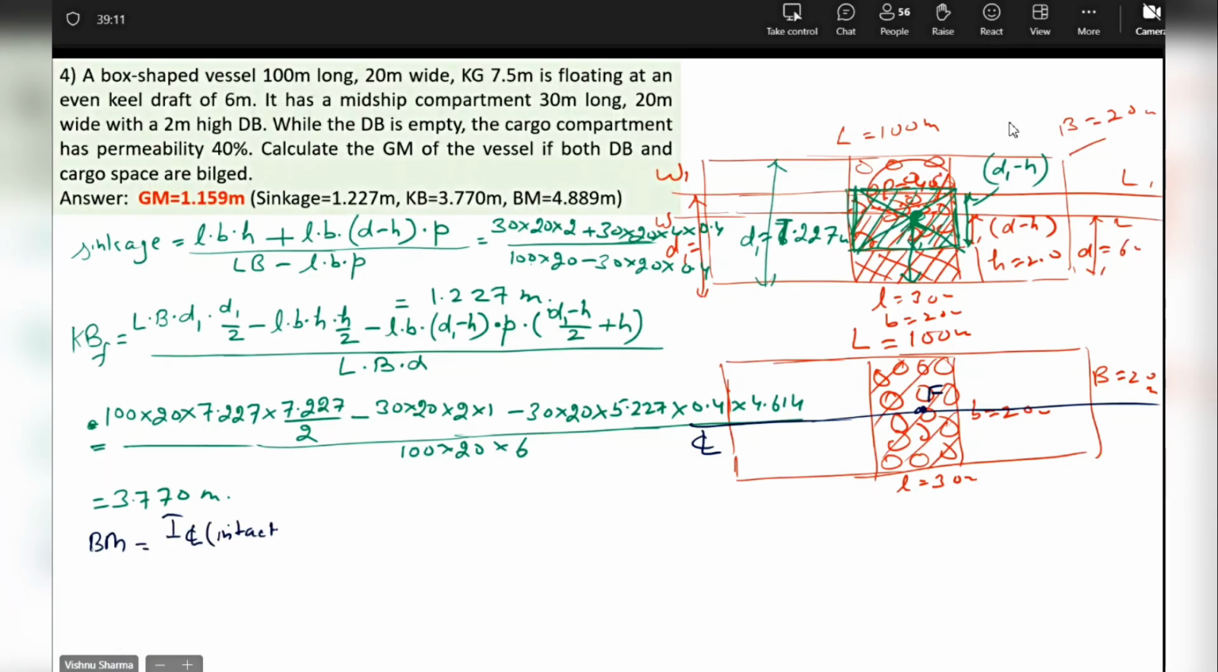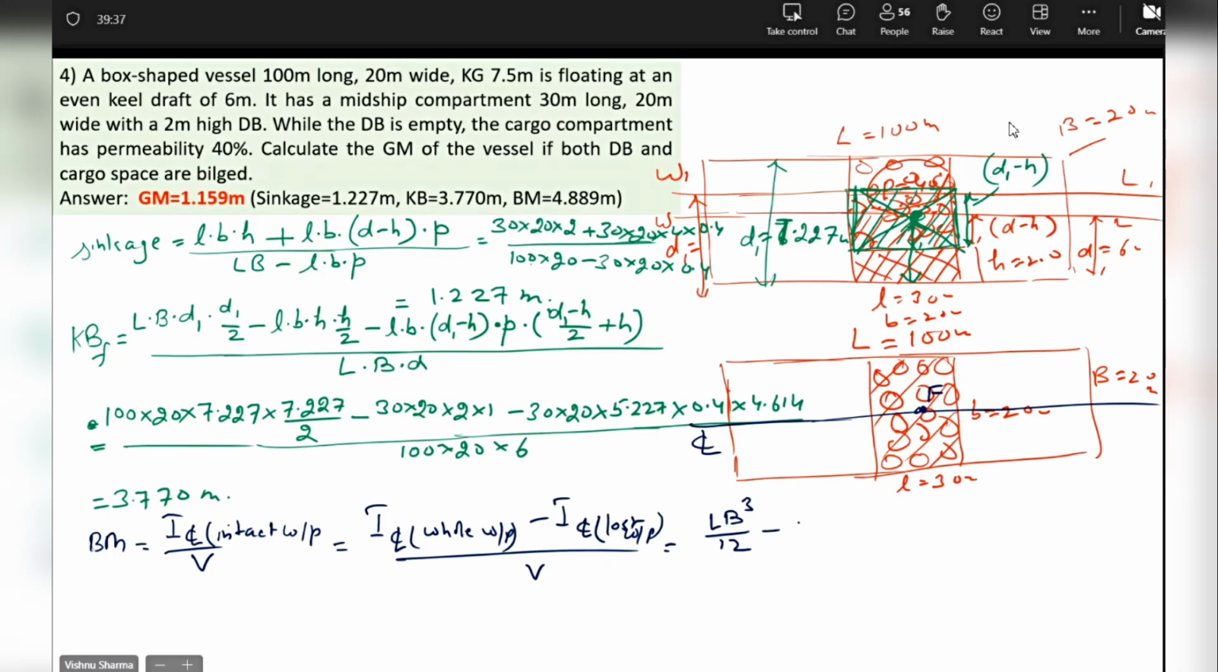I am doing the full question, all these steps, nothing more required than this, guys. Intact water plane upon V, ICL of the whole water plane minus ICL of the lost water plane upon V. ICL of the whole water plane is LB cubed by 12. ICL of the lost water plane is LB cubed by 12 into permeability. Volume of displacement is LBD.